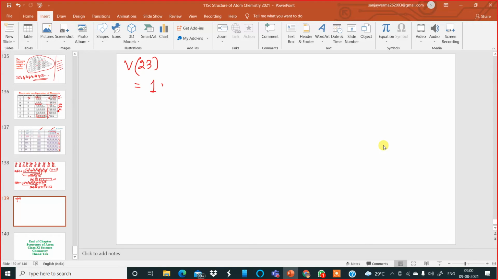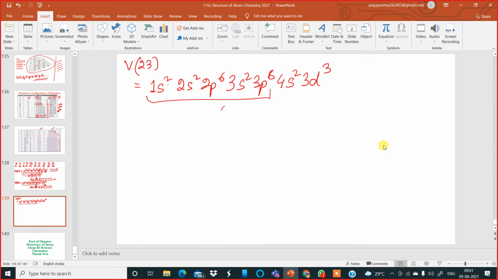It becomes 1s2, 2s2, 2p6, 3s2, 3p6. Then there comes 4s2, then 3d3. Let us check. 2 plus 2, 4, 4 plus 6, 10, 11, 12 plus 18, 19, 20, 23. It is coming 23. Till here it is argon. Argon in square bracket. And after that 4s orbital. I can draw 4s orbital. 2 electrons. This is 4s.